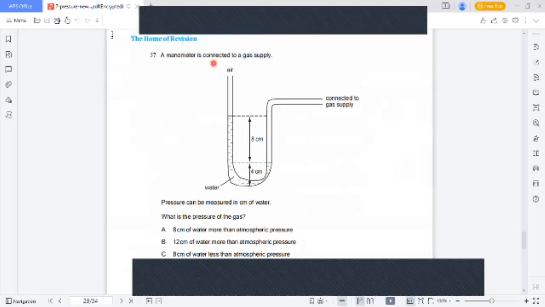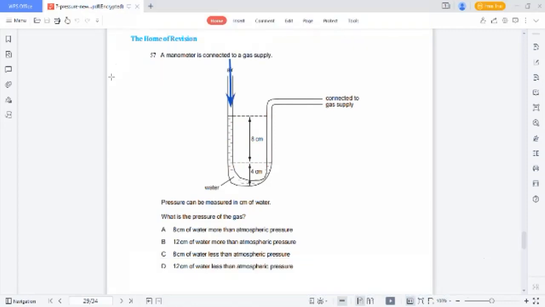Question 7. A manometer is connected to a gas supply. What is the pressure of the gas? So the gas is connected here. You can see its height is like this one and this one. Like this height is 8. It's an open end, so most probably atmospheric pressure would also be there. So it is 8 centimeters, which will be more than atmospheric pressure.